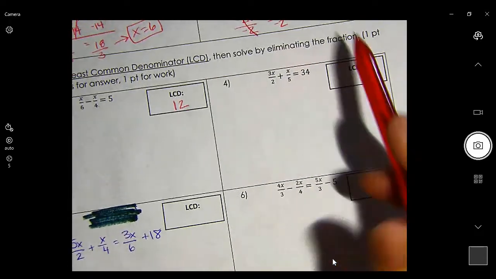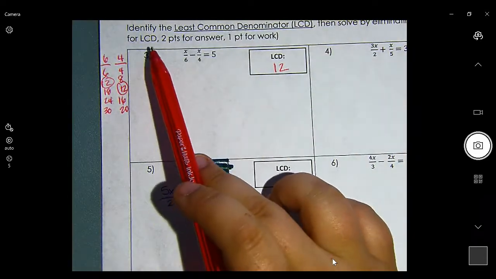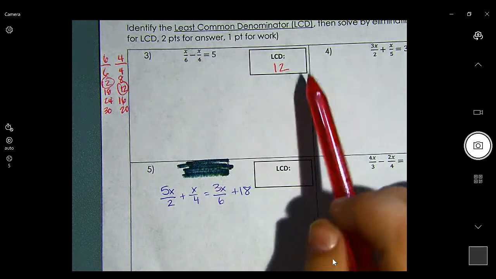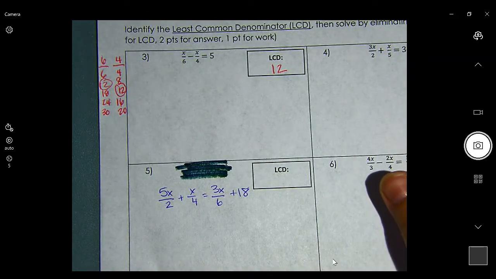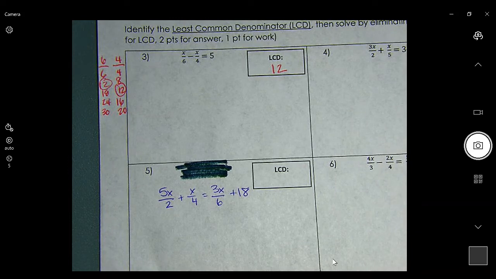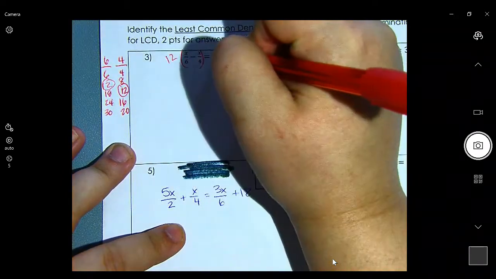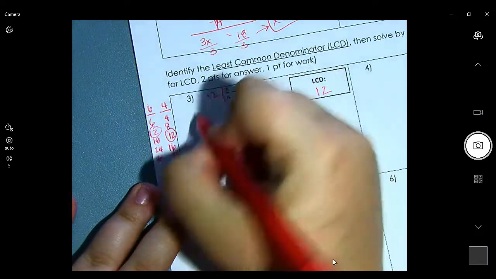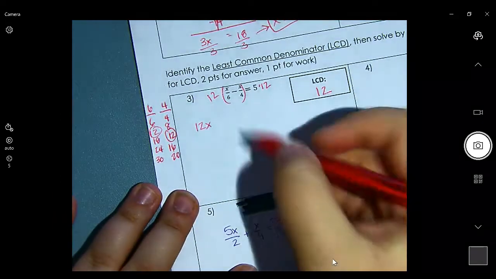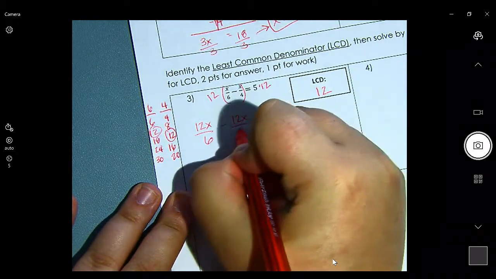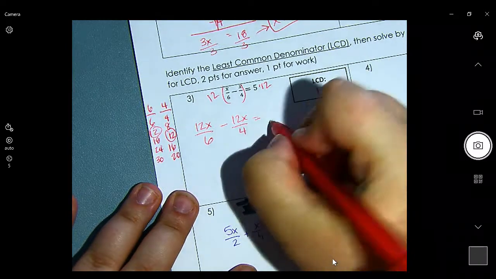And notice that it's really important to do that because if you read the directions, it says you get 1 point for the least common denominator. So this part right here is worth 1 point. Then you get 2 points for your answer and 1 point for showing your work. All right, you are expected to be doing this with our eliminating fractions method because it's going to be really important once we get to systems of equations. Okay, so 1 point for that part. Now we're going to multiply everything by 12. So here I have 12 times x, which is 12x over 6, minus, again, 12 times x is 12x over 4 equals 5 times 12, which is 60.